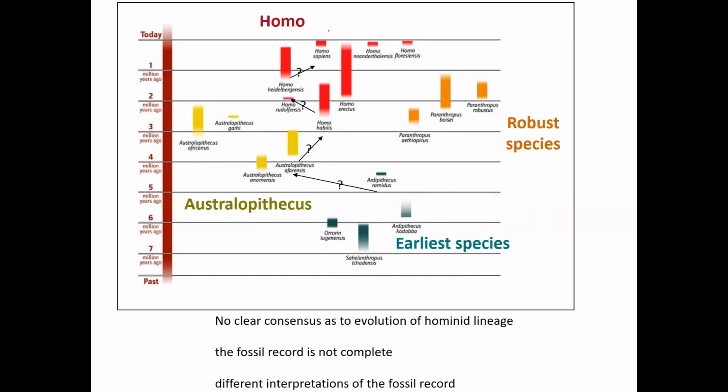There's no clear consensus as to the path that this evolution took, because the fossil record is incomplete. There are some missing gaps that have not yet been discovered. And so different interpretations exist for the fossil record until more specimens are discovered to fill in those gaps.